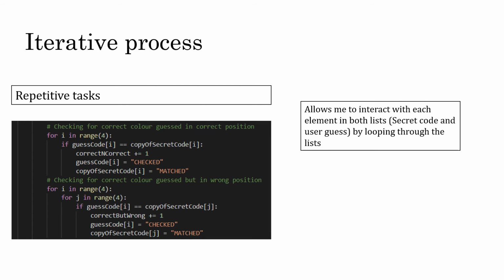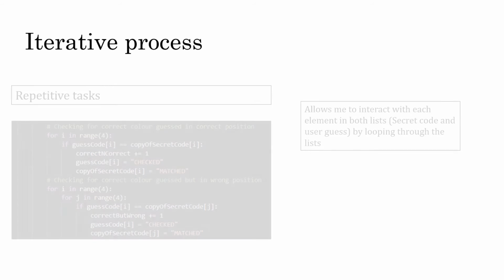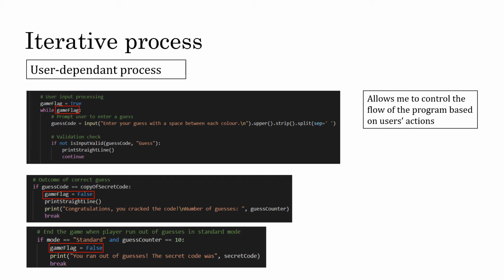For example, I have used nested for loops to repeat the process of comparing each element in the list of the user's guess to each element in the list of the secret code. By simply looping through the list, users can save time and energy by avoiding typing out a long and repetitive code. I also used while loops to control the flow of the program based on the user's actions. For instance, the program will continue to ask the user for an input until one of the two conditions are met, which is when the user guesses the correct secret code, or when the user runs out of attempts in the standard mode.